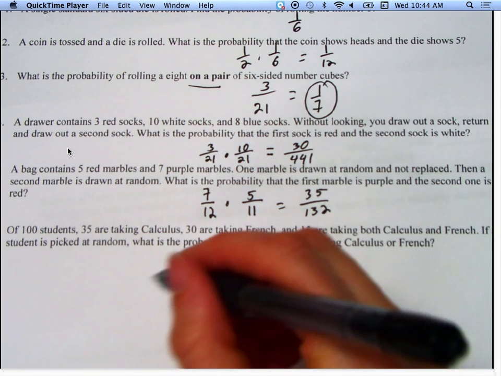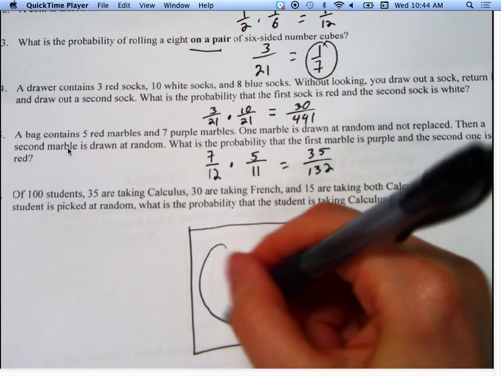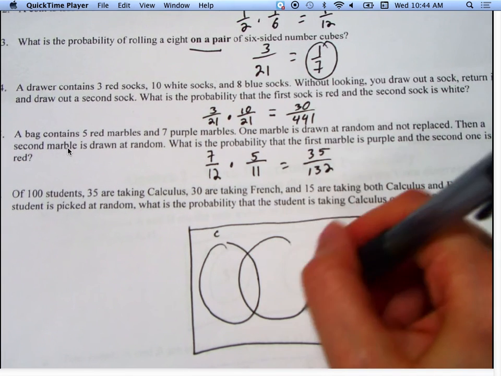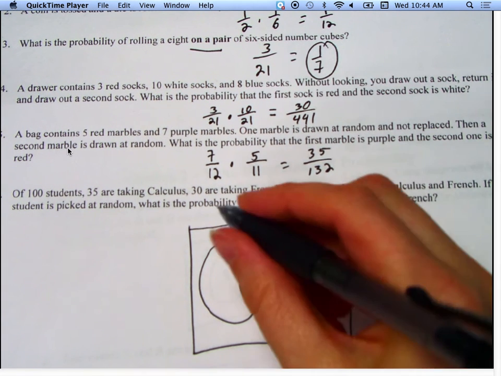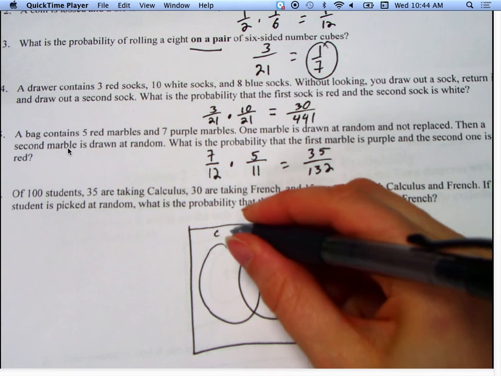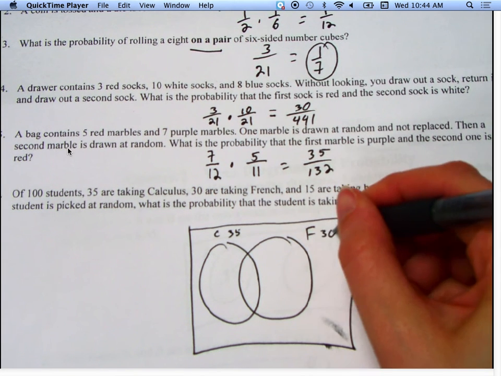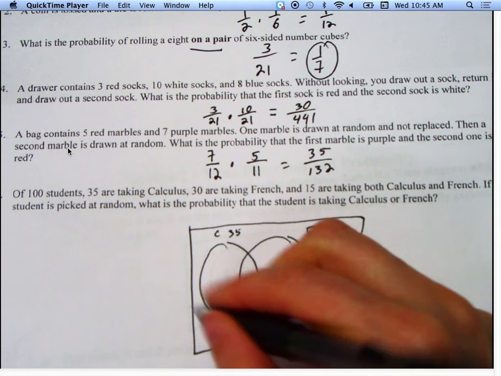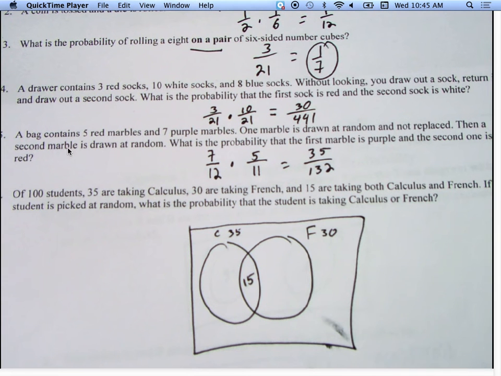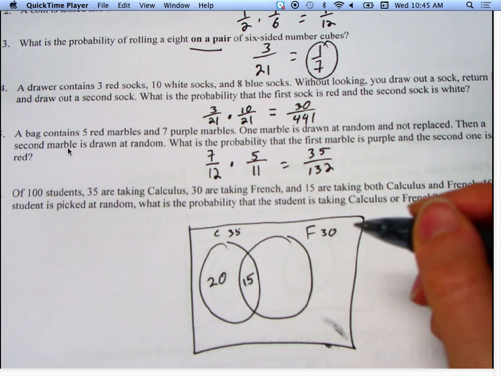So first, let's draw our probability space. We've got calculus. We've got French. I know that 35 are taking calculus. Don't put that in the middle. Just put it off to the side. I know that 30 are taking French. Don't put it in the middle. Just put it off to the side. How many are taking both? 15. So that means how many are taking calculus but not French? How many are taking French but not calculus?